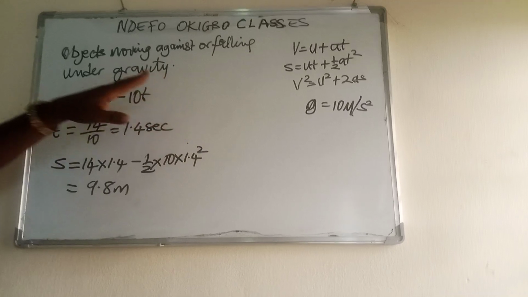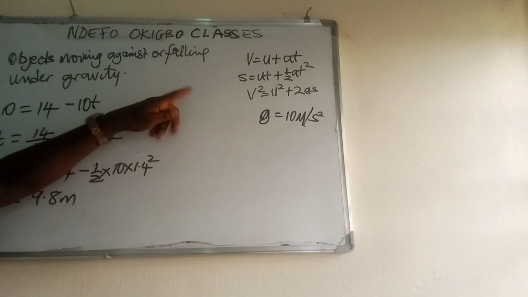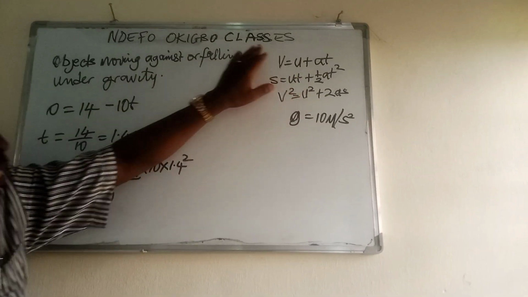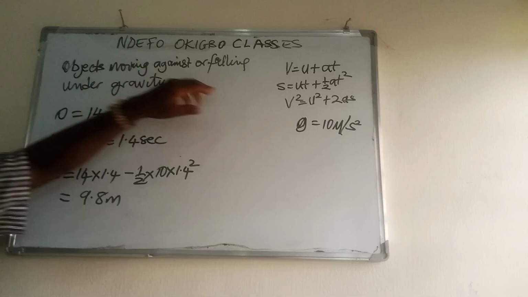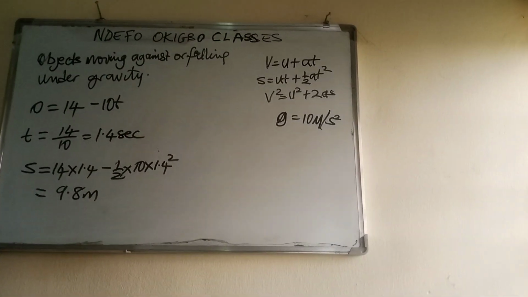Which one will help you solve the problem? The one that will have only the unknown you are looking for. Use that one and solve the problem. So we use the first one to get the time. We use the second one to get the distance, the highest height. You can also use the third one if you wish.